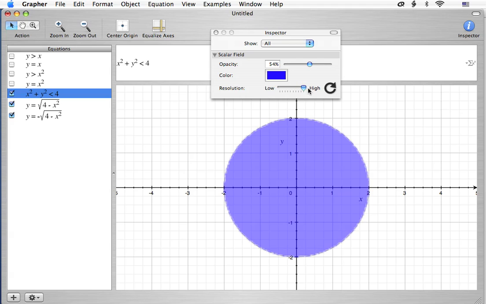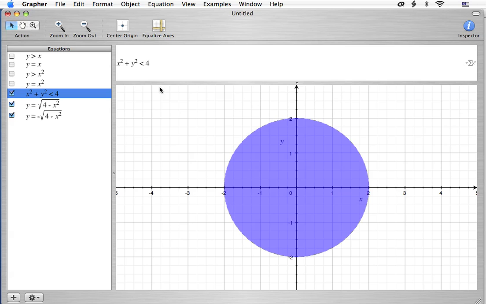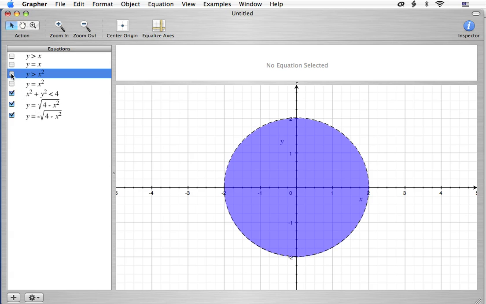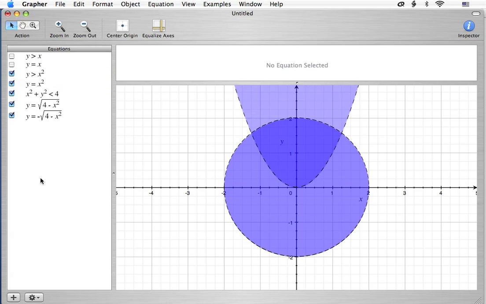And by increasing the resolution and hitting this little button, wait a little bit, there it is. We have a nice smooth circle. And then with the addition of our other two lines, it looks pretty good. So if we now wanted to, let's say, look at that, we've got both of those. So that's about it.